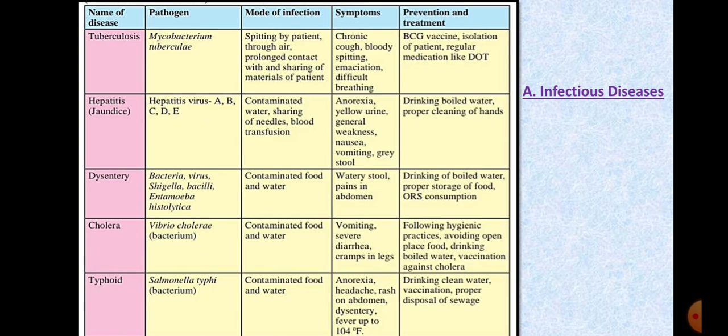The preventive measures are same. One should drink clean water, boiled water, vaccination should be given, and the disposal of sewage should be done very, very carefully. So these were all the different diseases, the infectious diseases, pathogens, mode of infection, symptoms, and prevention and treatment. Everything is given in this table.